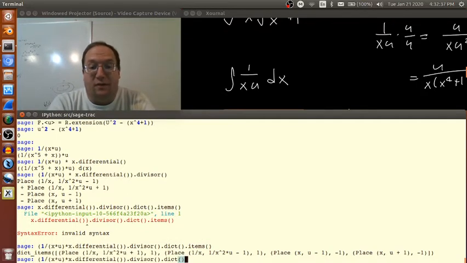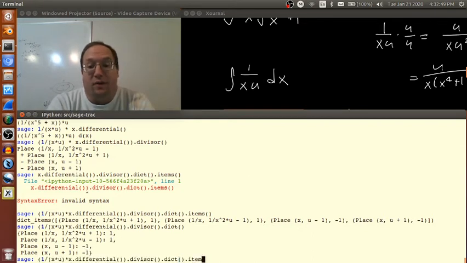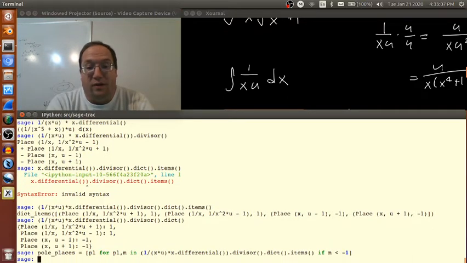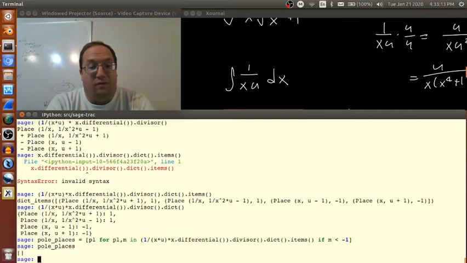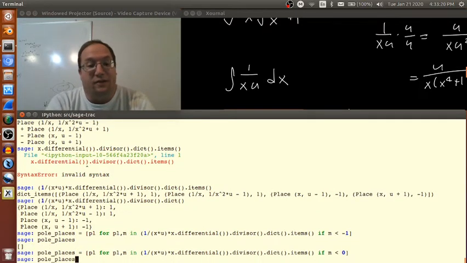Let's just look at the dictionary itself. We have a dictionary that has the locations, the places, and the strengths: 1 for the zeros, -1 for the poles. So I'm going to pull out items. I'm going to say for place and multiplicity in here. I only want the multiplicities that are negative. And I'm going to call this, again, pole places. I want PL for the places in the divisor where the multiplicity is negative. Oh, less than 0, not less than -1. Less than 0. Okay, so there we go.